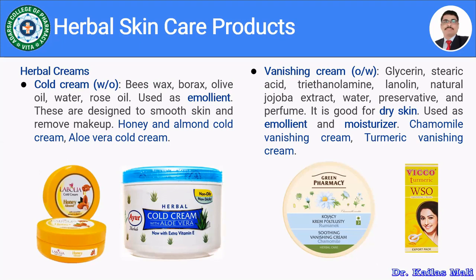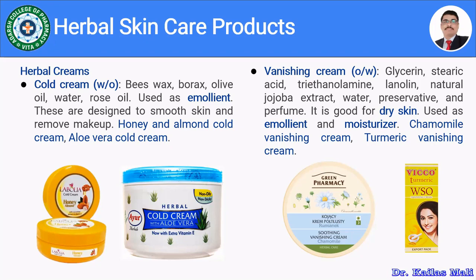The first type of cream is the herbal cold cream. As you know, in the preparation of herbal cold cream, generally we prepare a W/O type of emulsion. After application, it elicits a cooling sensation, and that's why it is said to be a cold cream. Mainly, these creams are prepared with the help of the beeswax borax system. Beeswax has a natural origin, isn't it? Furthermore, we are using olive oil, water, and rose oil. Rose oil may be the perfume. Furthermore, cold creams are used as an emollient. They are designed to smooth the skin and remove makeup. So this is about the herbal cold cream.